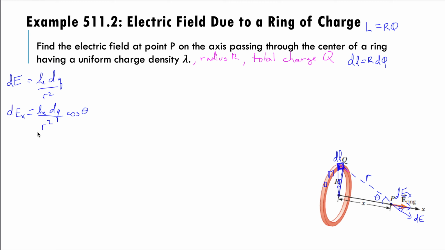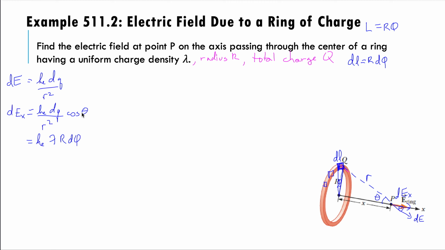Now it's time to rewrite our variables. We're going to write dq as lambda dl. We don't need to write it as dx this time because we're not integrating over x. And then we're going to write dl actually as r d phi. So let me actually rewrite it as r d phi.